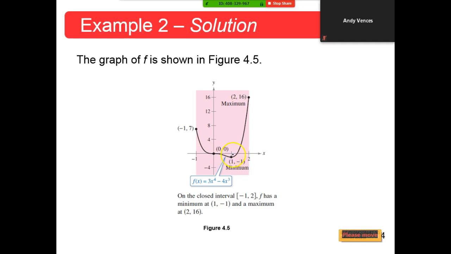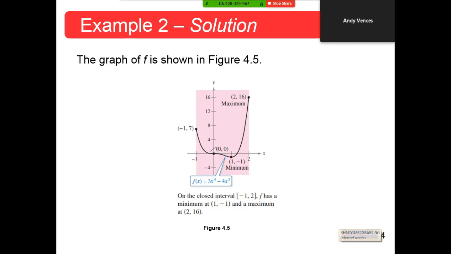But this is an absolute minimum. It's also a relative minimum. Okay? This is neither a relative maximum nor relative minimum. You only talk about relative maximum, relative minimum of your critical numbers. The absolute may include endpoints. Okay. Does that make sense? Yes, it does. All right.